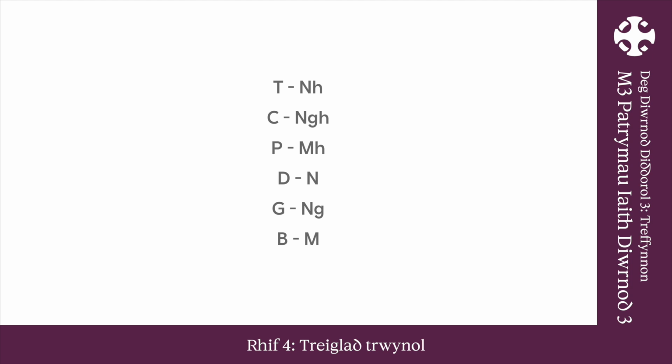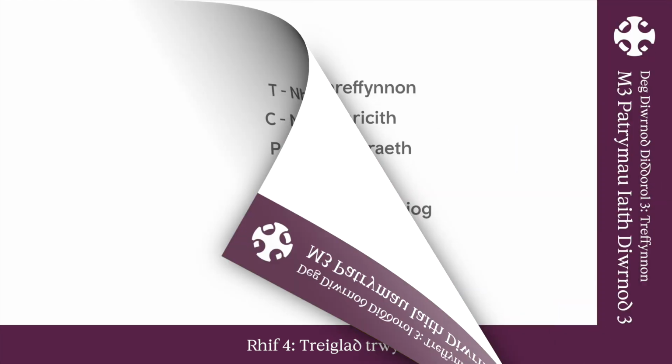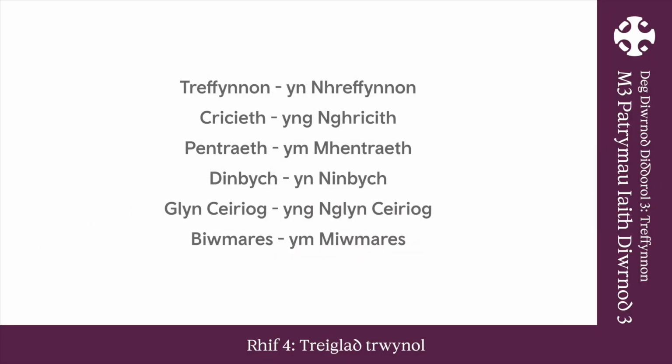T, nha. C, nha. P, mha. D, n. G, ng. B, m. Here's a list of place names in North Wales: Trefynon, Cricieth, Pentraeth, Dinbych, Glyn Ceiriog, Biwmaris. We are going to say we live in each of them.